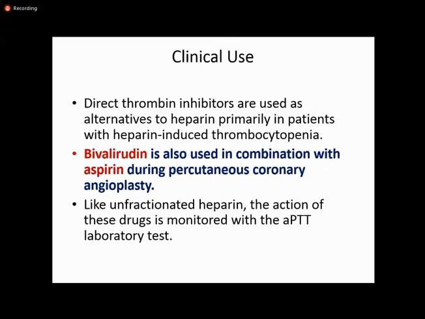Clinical uses of direct thrombin inhibitors. Direct thrombin inhibitors are used as alternatives to heparin, primarily in patients with heparin-induced thrombocytopenia. So this is how the question is asked: a patient has a history of thrombocytopenia, and you are required to give anticoagulants. Which one of the following drugs can be given safely? They can mention one of the direct thrombin inhibitors like argatroban or bivalirudin. This is the important point that you must remember.